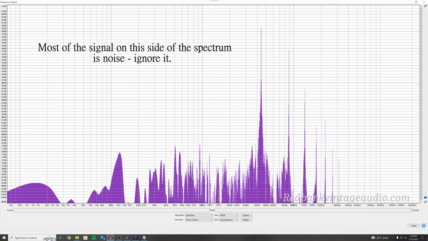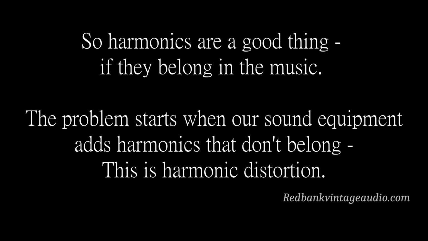This image is a spectrum analysis of the piano note. As you can see, the strongest frequency is the 440 Hz fundamental. But there is a second harmonic at 880 Hz, a third harmonic at 1320 Hz, a fourth at 1760 Hz, and a fifth at 2200 Hz. There are more harmonics, but they are lower in level than these first ones. So harmonics are a good thing, if they belong in the music. The problem starts when our sound equipment adds harmonics that don't belong. This is harmonic distortion.